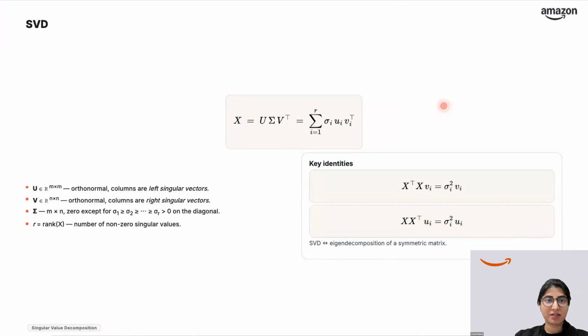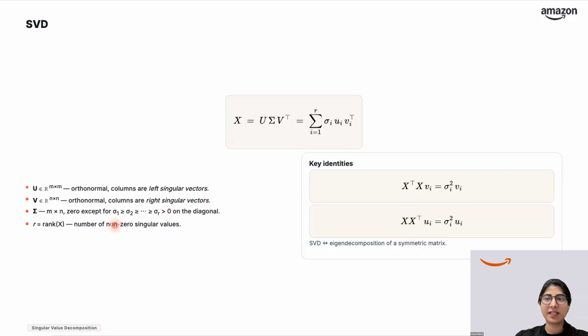So any matrix X, we can write it as U sigma V transpose, where U are the orthonormal left singular vectors and V is the orthonormal right singular vectors. And sigma is an M cross N matrix, which is diagonal, and it would be a minimum of M cross N, otherwise it would be zero.